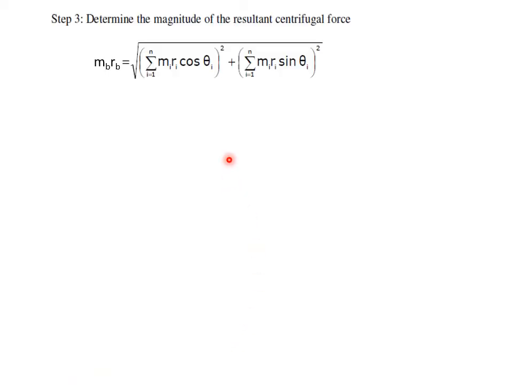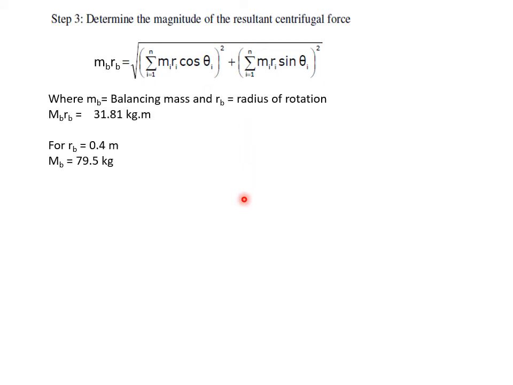Now, as we have already seen, we will find mb rb. To find mb rb, we take the square root of the sum of the square of sigma mi ri cos theta i and the square of sigma mi ri sin theta i. If we do that, we find mb rb equal to 31.81 kg meter. For rb, which is given to be 0.4 meter, we get the balance mass mb equal to 79.5 kg.